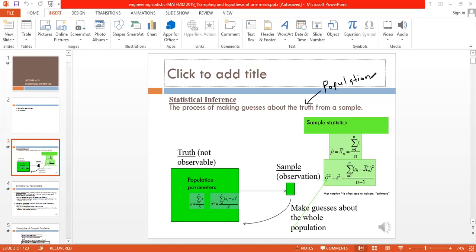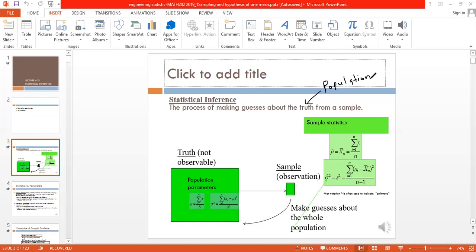So Vortic mineral water will claim that their 1.5 liters bottle indeed contains 1.5 liters of water. That is a claim about all the bottles they produce, which are consumed locally and internationally. That is a claim, a truth.